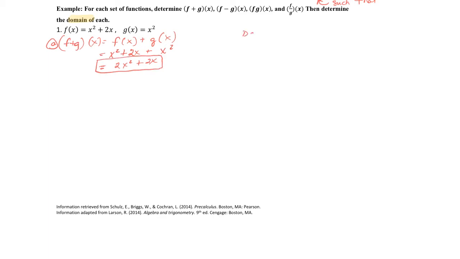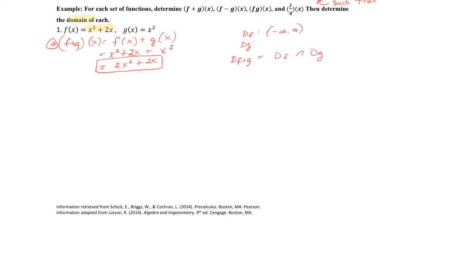Now, when I'm looking at the domain, I need to look at the domain of f, and then I need to consider the domain of g. And I know that the domain of the composed function, so the domain of f plus g, will be equal to the intersection of the domain of f with the domain of g. So let's look at the domain of f first. So I know that f is x squared plus 2x. That's a polynomial. That's a second degree polynomial, so it's a quadratic. And I know that polynomials have a domain of negative infinity to infinity because they're smooth, continuous curves, no jumps, no breaks. So the domain of f will be negative infinity to infinity.